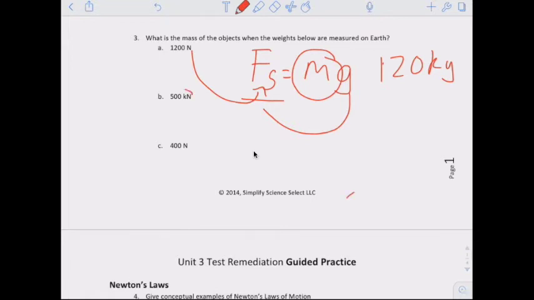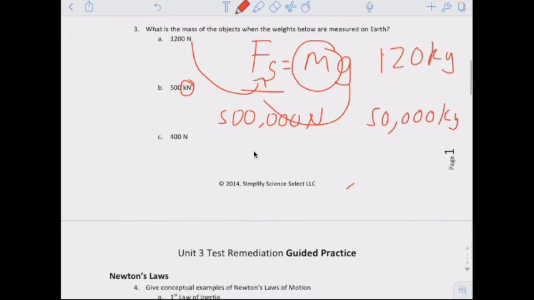500, and that K means kilonewtons, so that's really 500,000 newtons, all divided by 10 is going to give us 50,000 kilograms. And then 400 newtons, go ahead and divide that by 10 and you get 40 kilograms.